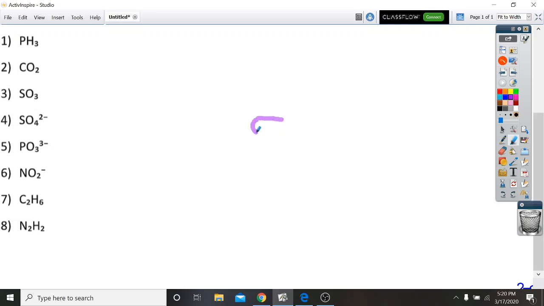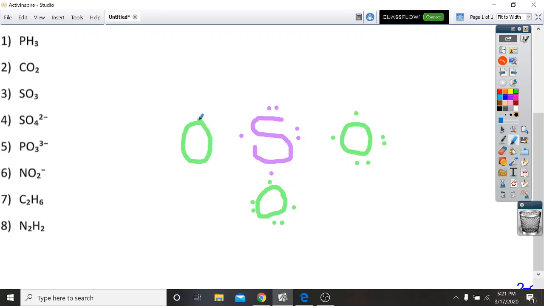So I'm going to start by drawing S, sulfur. It has 6 valence electrons because it's in group 16. And now I'm going to consider the 3 O's. I know that the 3 O's have to bond to the sulfur, so I'm just going to put the 3 O's all around the S for now. I know they have to bond in some way, so I'll figure that out. Let me just first put the oxygens all around the sulfur.